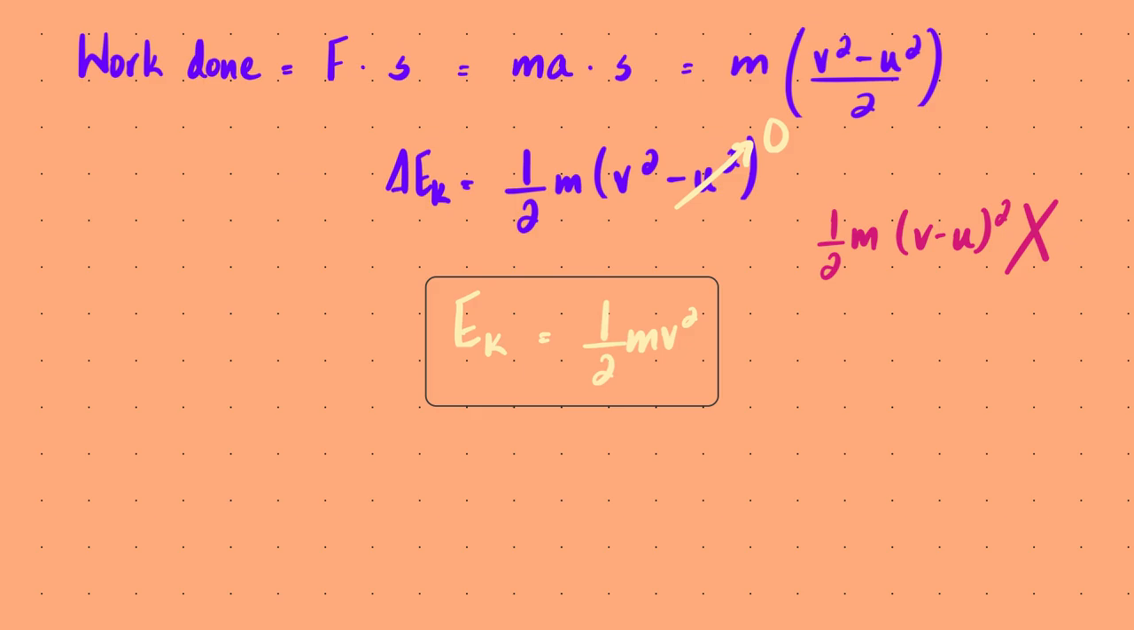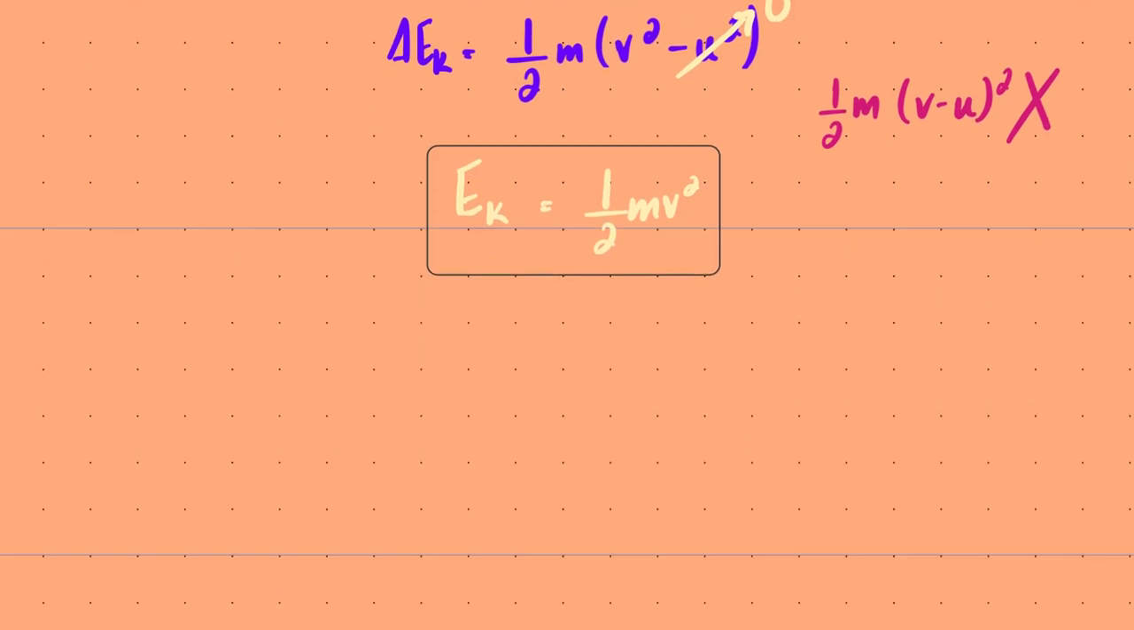Also, pretty much like any other energy, kinetic energy is also a scalar. So this v here is speed, not velocity. We don't care about direction, as with any other form of energy.